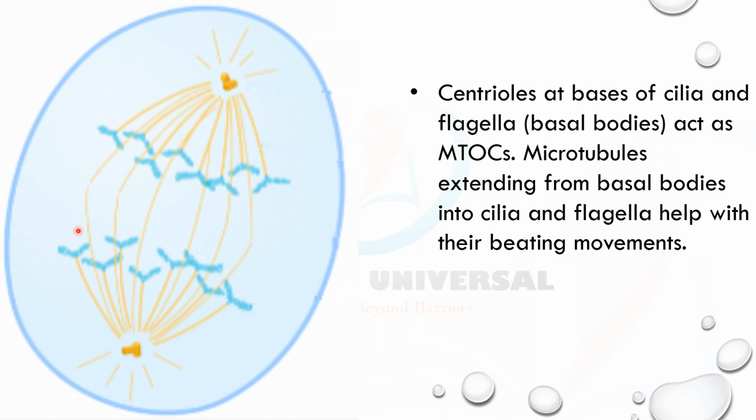They pull them apart towards the opposite poles. So that's what they do. They separate the sister chromatids. Now at telophase, what they do is push the two daughter nuclei further apart.